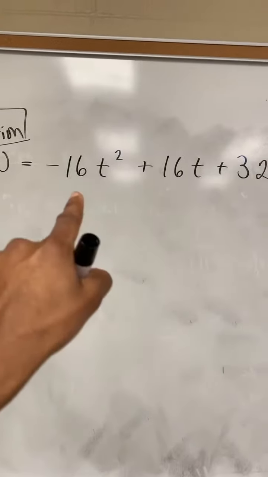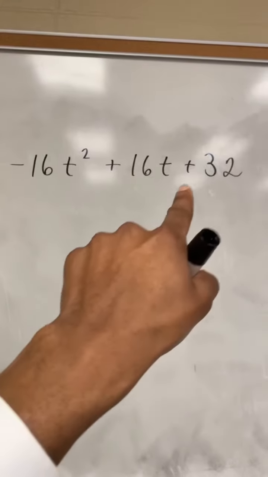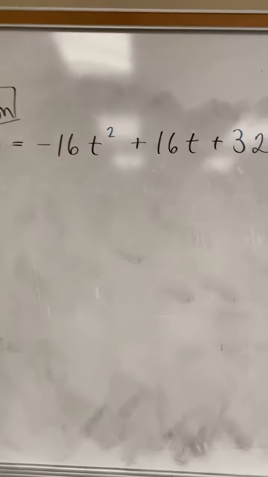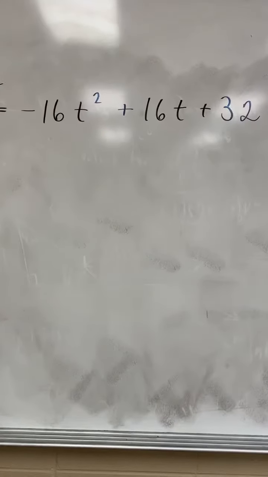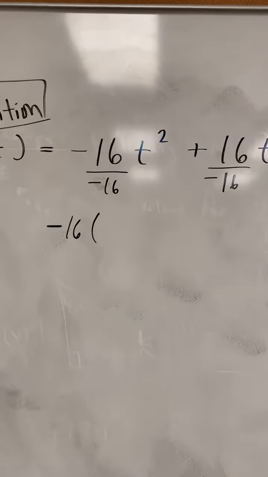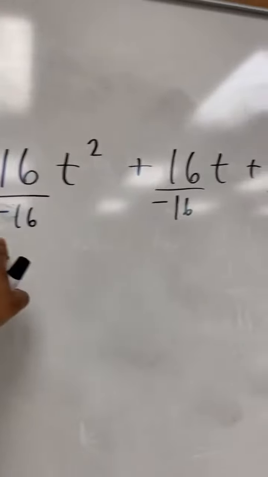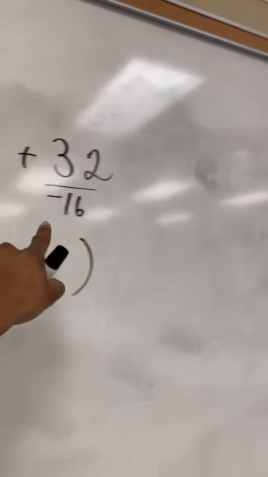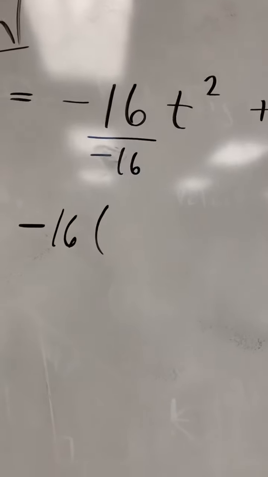And when I look at these numbers, negative 16, positive 16, and positive 32, the first thing that I think about is I could divide everything by negative 16. So that's going to be my first move. So I'm going to go ahead and show you that step. Normally when we teach this, we don't show this step. We don't show the division part. But that's literally what I'm about to show you.